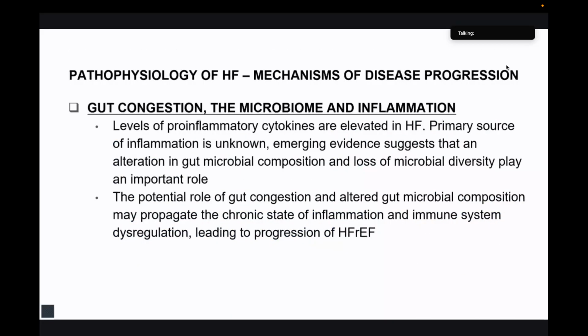There is also another mechanism for disease progression, such as gut congestion, the microbiome, and inflammation. Levels of pro-inflammatory cytokines are elevated in heart failure. The primary source of inflammation is actually unknown. Emerging evidence suggests that an alteration in gut microbial composition and loss of microbial diversity play an important role. The potential role of gut congestion and altered gut microbial composition may propagate this chronic state of inflammation and immune system dysregulation that actually leads to the progression of HFrEF.